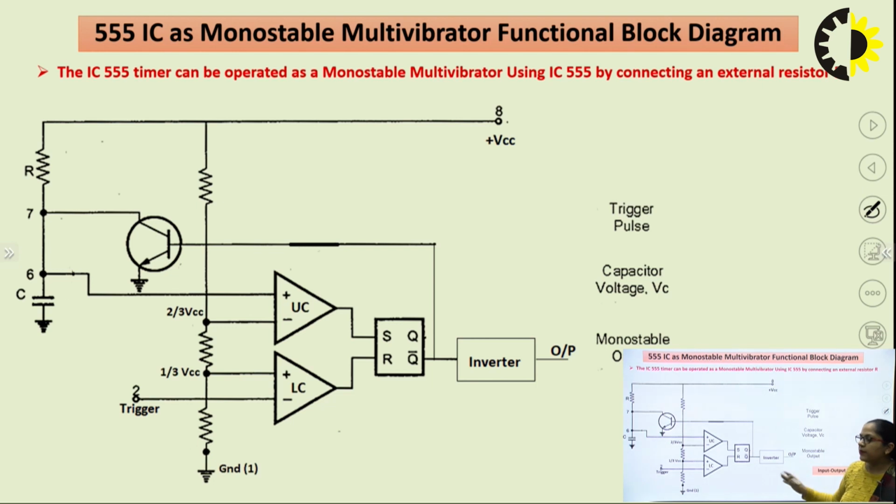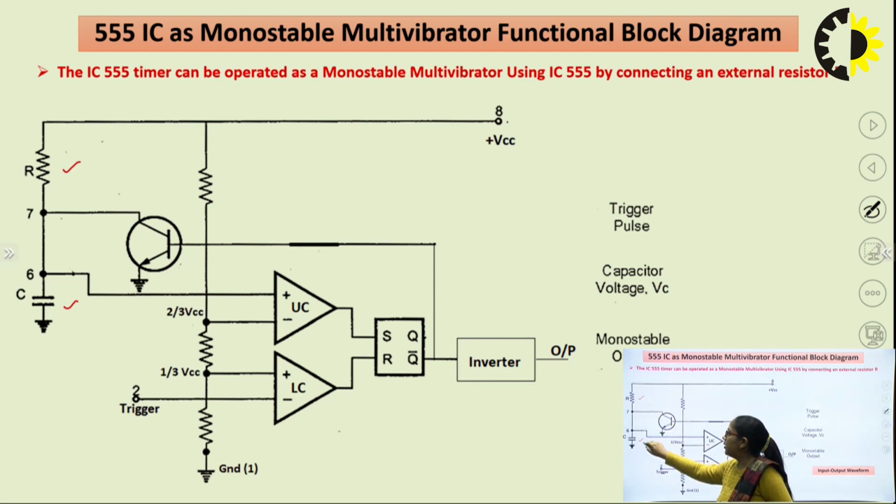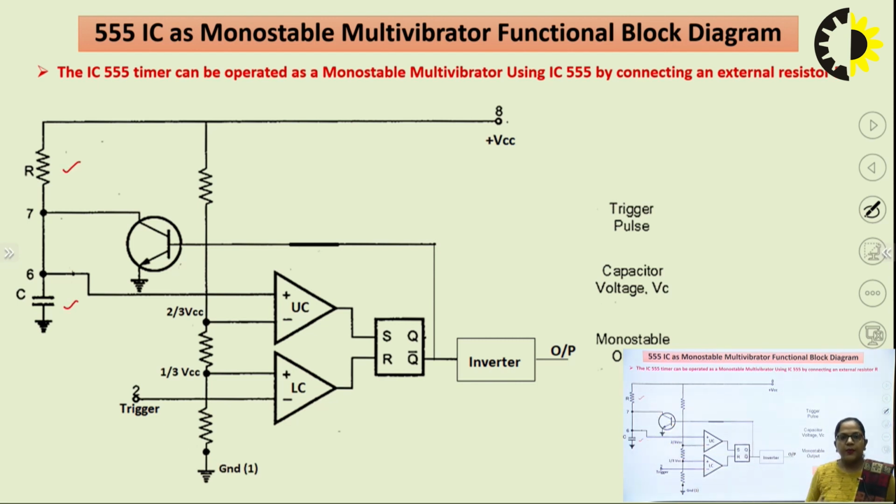Here we have the internal block diagram of the 555 timer IC in monostable mode. So what we have done here is, we achieve the monostable multivibrator operation by connecting an external resistor and capacitor to the 555 timer IC. Let us first quickly discuss the main internal components of this 555 timer IC.